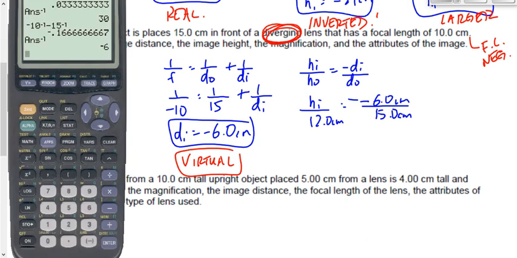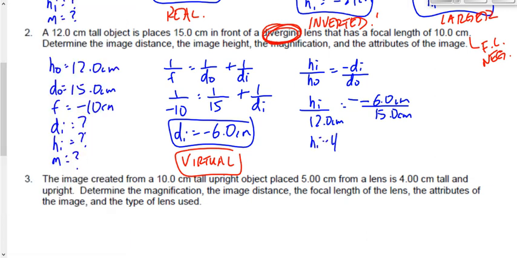So we're going to say 6 divided by 15. That gives me the right-hand side. Let's multiply that by 12. We end up getting a value for HI of 4.8 centimeters. The fact that that's a positive HI, what does that tell me about the attributes or the characteristics? Yeah, cool. Good. It's upright. It's right side up, whatever you want to call it that means the same thing.